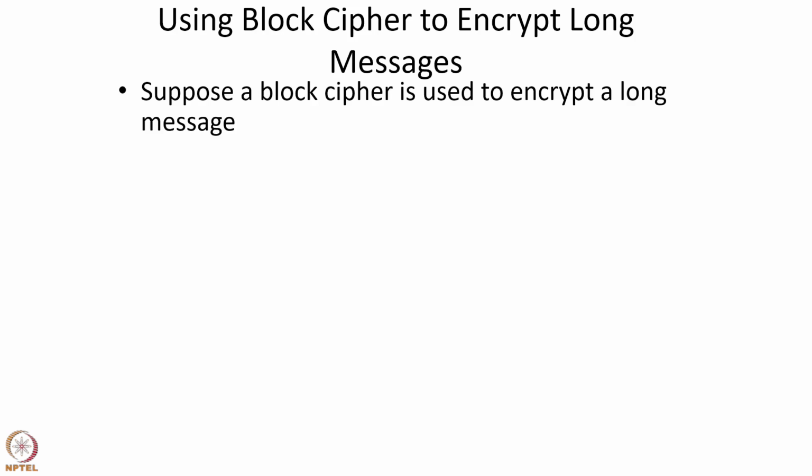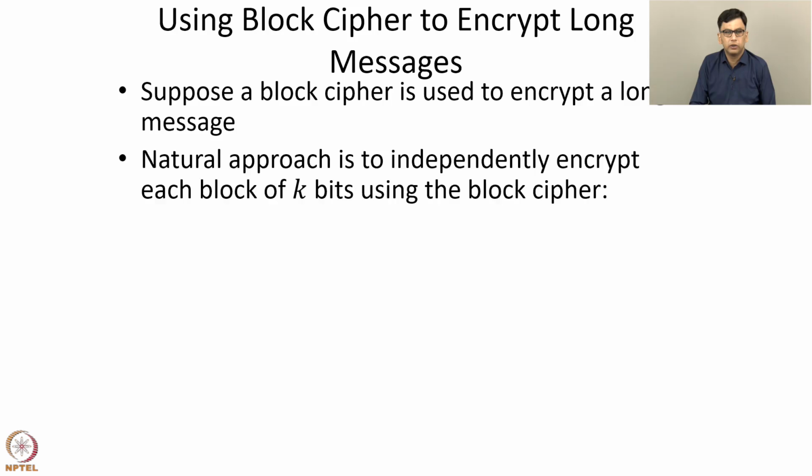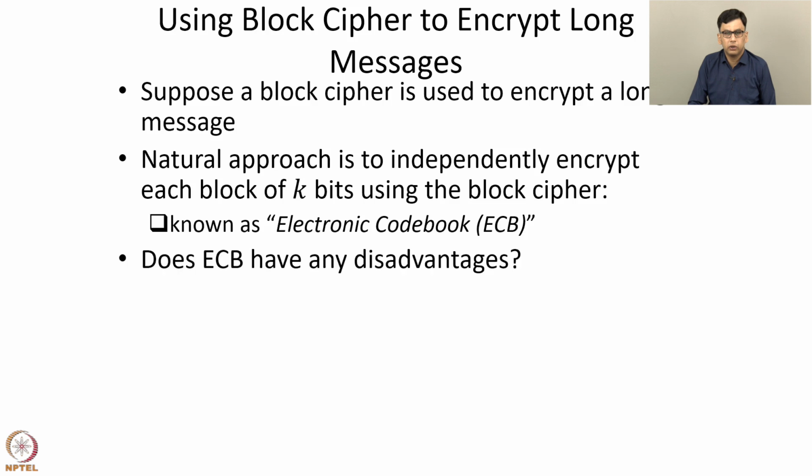Recall that a block cipher divides the message into blocks of k bits each. One natural approach to encrypt the long message is to independently encrypt each block of k bits using the block cipher. This is known as electronic codebook. But electronic codebook has some disadvantages, as we will see.